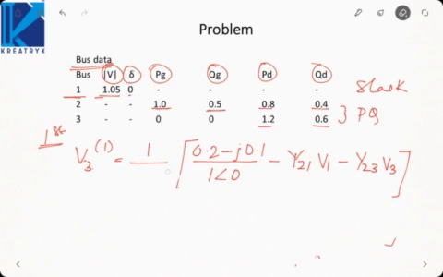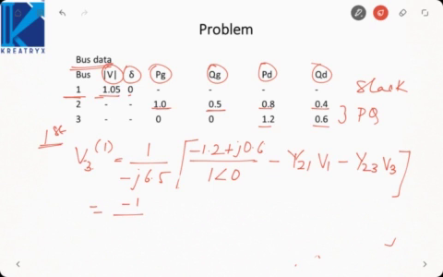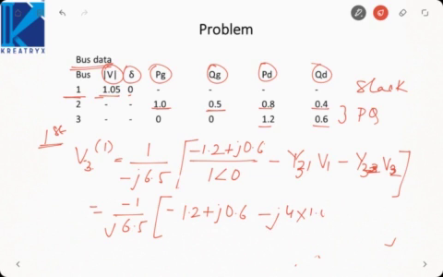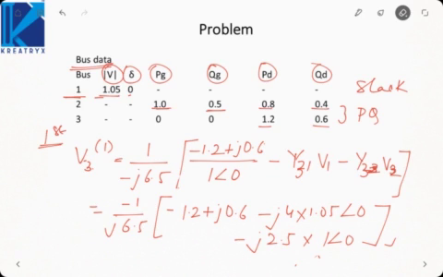So here will be 1 by Y33, that is minus J6.5. Here we will have P3 minus JQ3, that is minus 1.2 plus J0.6. Now this will be minus 1 by J6.5. This will be actually Y31 V1, Y32 V2. Now Y31 is actually J4, 32 is J2.5. J4 into 1.05 angle 0 and J2.5 into 1 angle 0. Because initial value of V2 is 1 angle 0. Doesn't matter what is the new value. So this will be 0.956 angle minus 11.13 degree. So that is your first iteration.